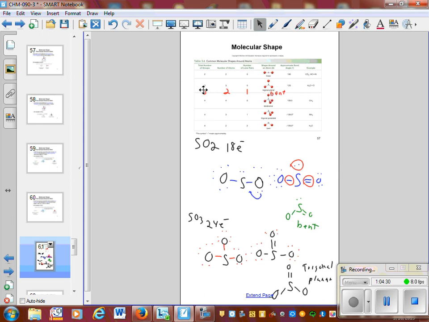What are the degrees for the bent one you just scribbled in there, 3 groups, 2 atoms, 1 lone pair? It's actually a little bit less than 120. That's what's confusing. Okay?